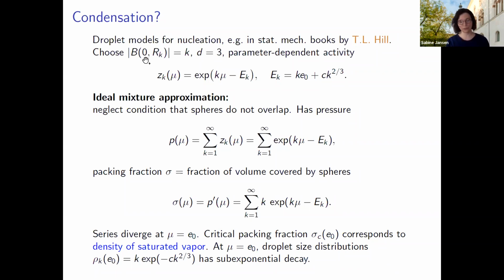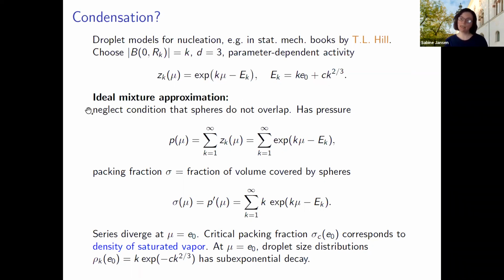It's like a droplet, and I'm making the brutal assumption that a droplet of k particles is automatically a sphere. That's very, very brutal. And then I want a parameter-dependent activity where I have e to the number of particles in the droplet, in this picture, times chemical potential, minus some energy. And the energy has a bulk term, k times E_0, and then maybe a surface correction constant times k to the 2/3, and the constant should be something positive.